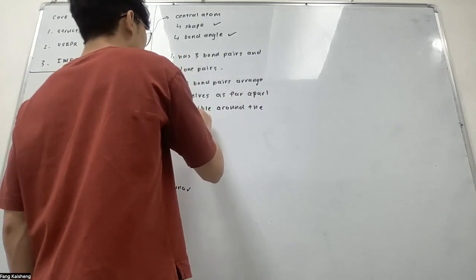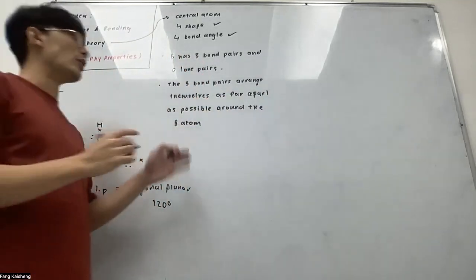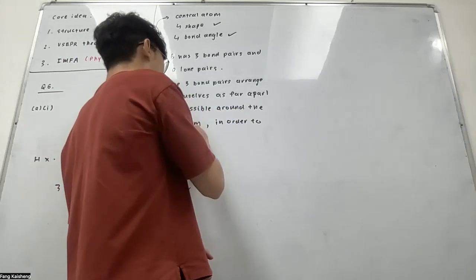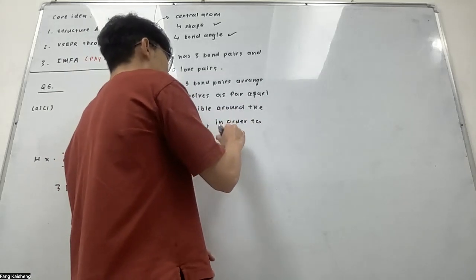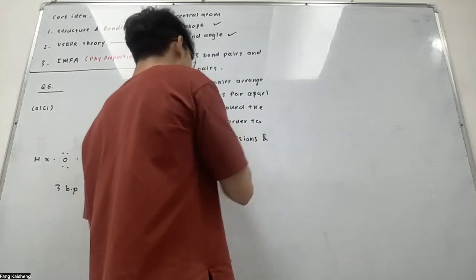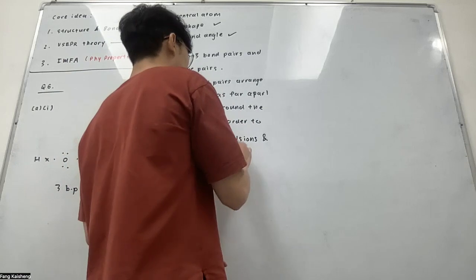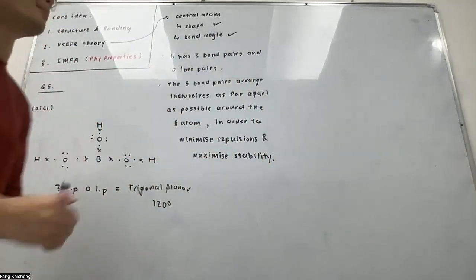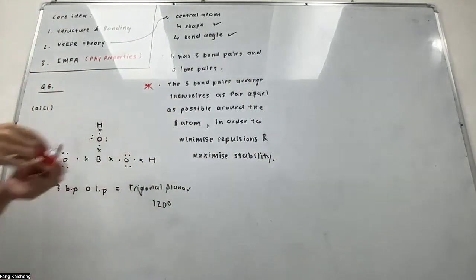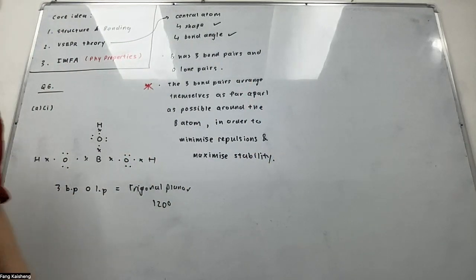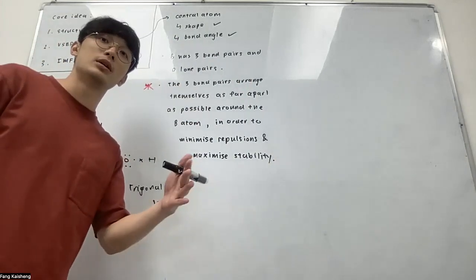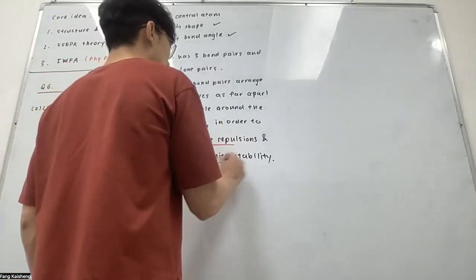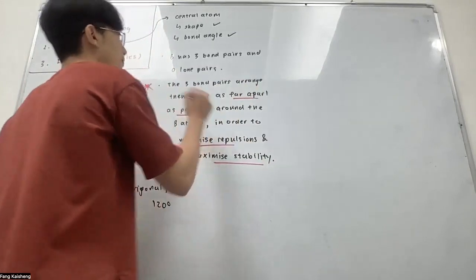But wait, before that, around the boron atom. So I'm going to specify this. Arrange themselves as far apart around the boron atom, in order to minimize repulsions. And you can even add in and maximize stability. So that really captures the overall essence of VSEPR theory. Very, very important point. I'm going to stress this second point here because a lot of people don't know how to make reference to the theory itself. Don't copy the definition. If they ask you to state the VSEPR theory, then sure, state means you can copy out. But for this reference, I want to see minimize repulsions, maximize stability, because they want to be as far apart as possible.